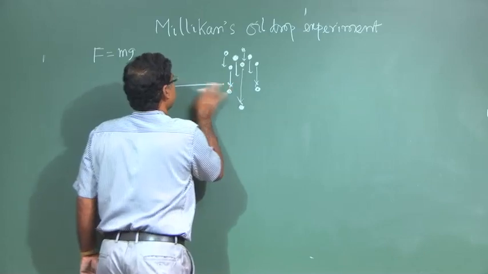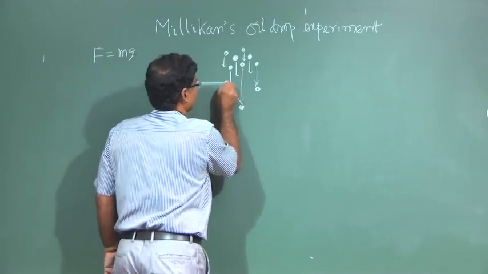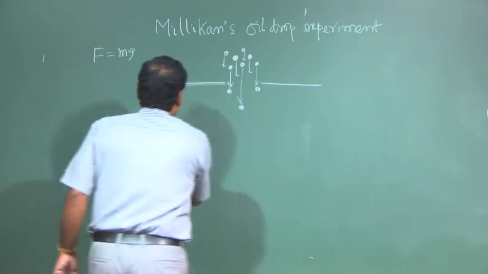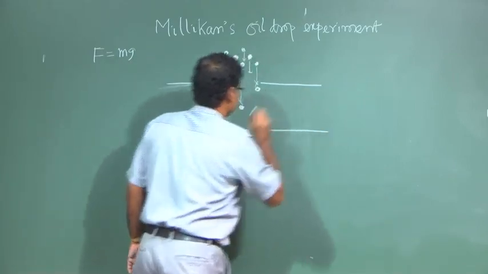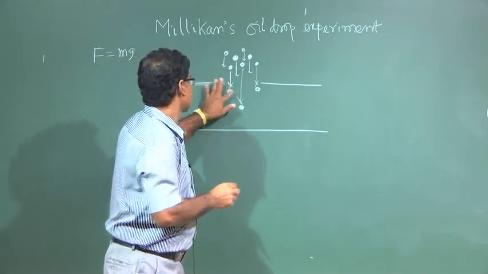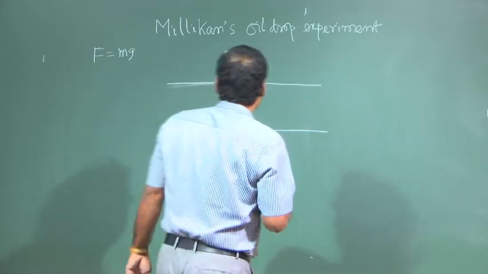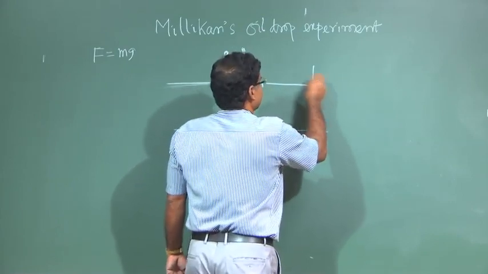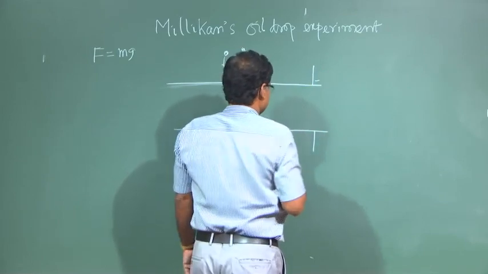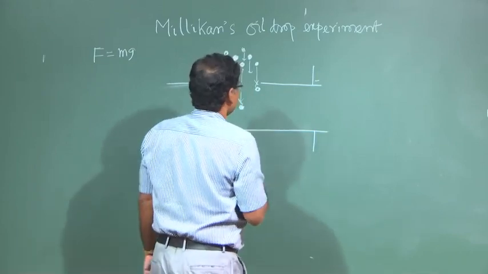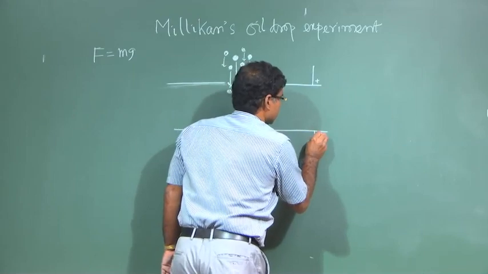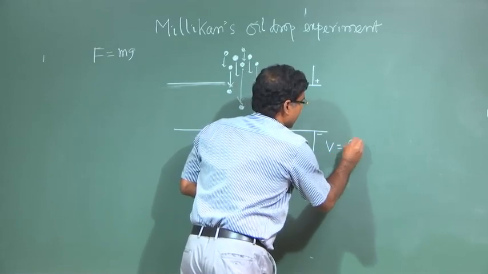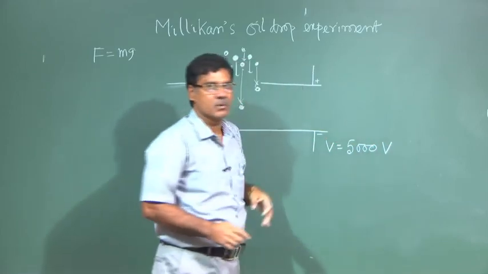Now, he used a capacitor plate, again two metal plates, keeping a hole on the top plate. This must be parallel, and then he applied a high voltage. So, this voltage was around V equal to say 5000 volt. 5000 volt is a very high voltage.